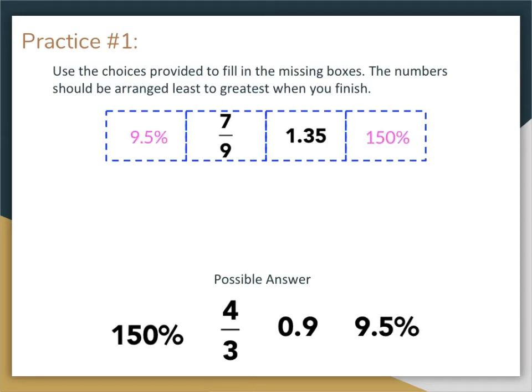How did you do? Were you able to get the right answer? Did you see that 150% was 1.5 and much larger than 1.35? Did you figure out 9.5% was really, really small and therefore could be easily figured out to be the smallest one out of the whole bunch? Again, you didn't have to use long division to do this or even conversions. You could have just used some reasoning. It's up to you to determine what the best way to solve each of the problems is. Let's go ahead and try a second practice problem.